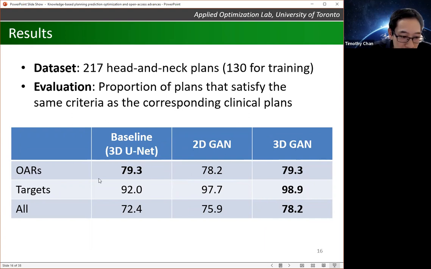What this says is, when we're looking at organs at risk, the baseline model satisfies around 80% of the criteria that the clinical plans do. The 2D GAN is a little lower, 78, and the 3D GAN is 79. When you get to the targets, the baseline has about 92%, the 2D GAN is about 97.7, and the 3D GAN is 98.8. Overall, the 3D GAN, as we might expect, does perform a little bit better than the 2D GAN, because we are accounting for those vertical correlations.